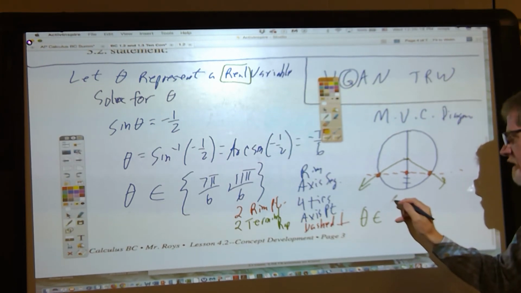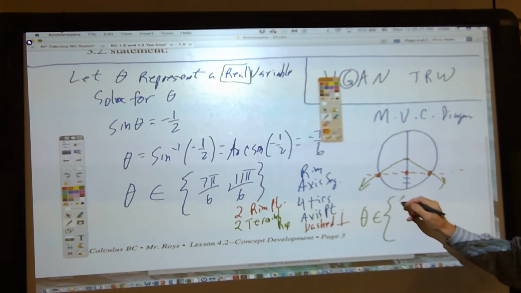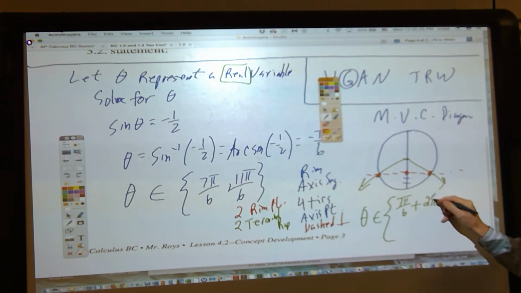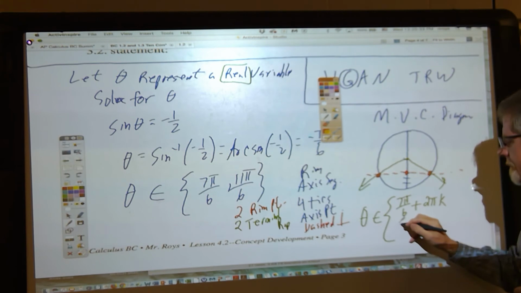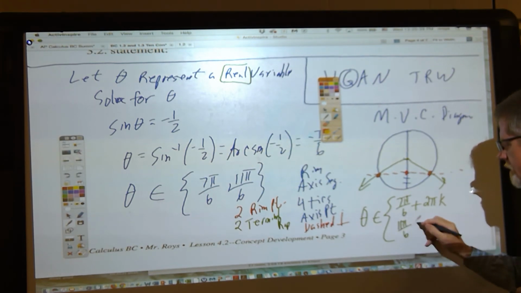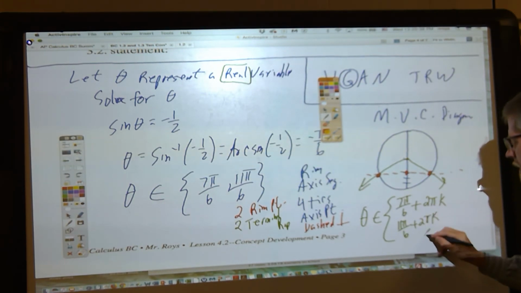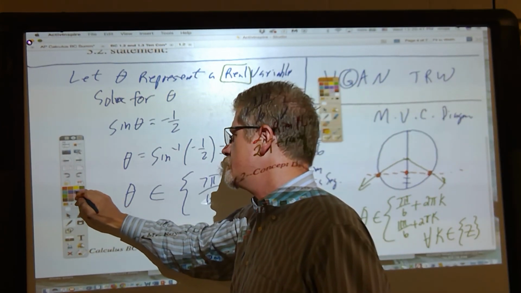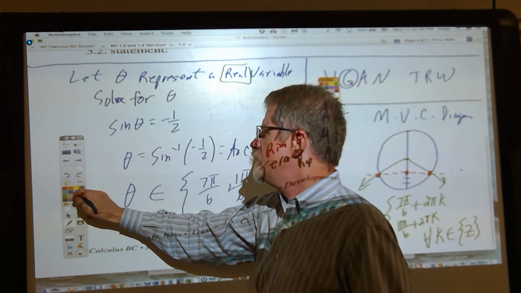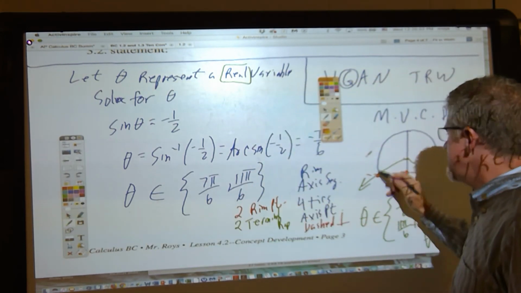Theta is an element of the set 7π/6 plus all of its coterminals, plus 2πk, or maybe you use, and I don't care which letter you use, but we have to define it. 7π/6 plus 2πk and 11π/6 plus 2πk for all k that are elements of the set of integers. Z is the reserved letter in mathematics and set notation for the integers because the German word for integer begins with the letter Z.